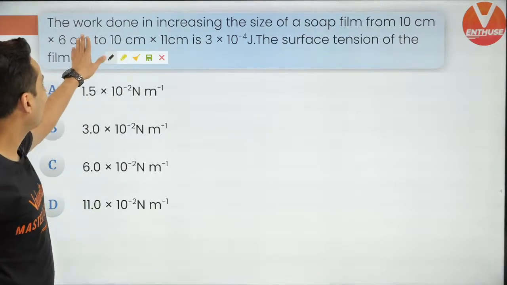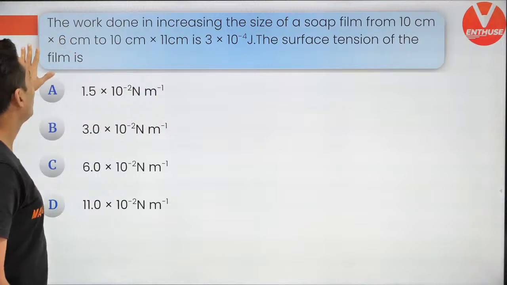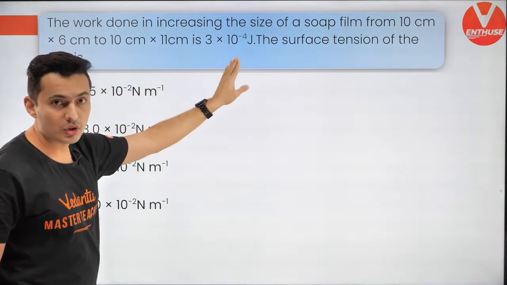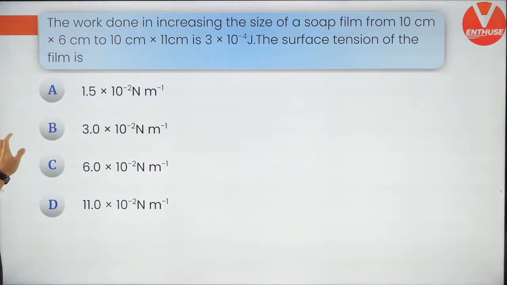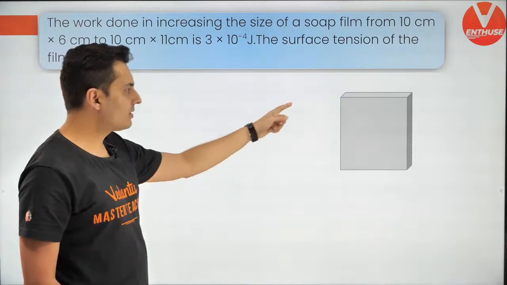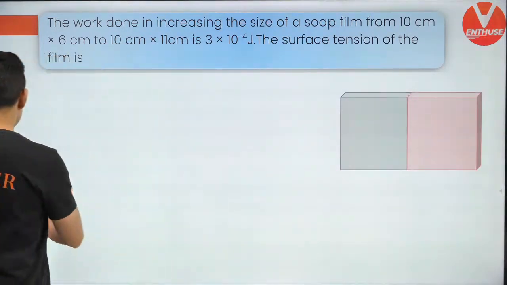All right. So the work done in increasing the size of a soap film of so and so size to so and so size is so and so joules. What is the surface tension of the film? Let's figure this out. These were the options given. Now, this was the soap film of certain dimensions. You are increasing the size of it.